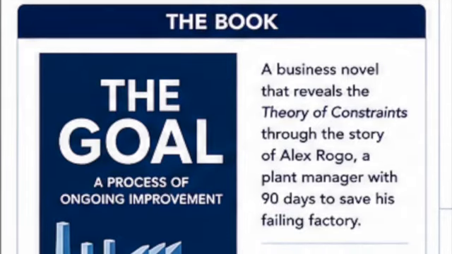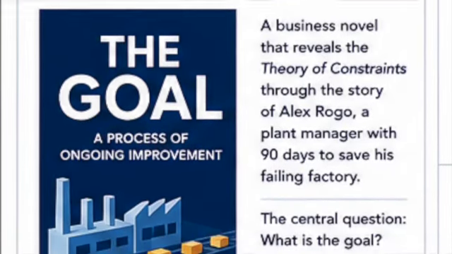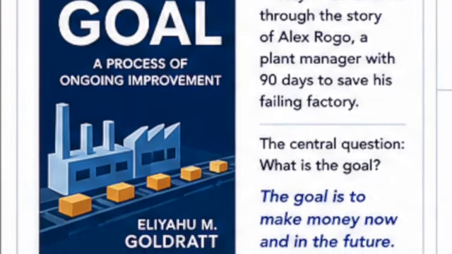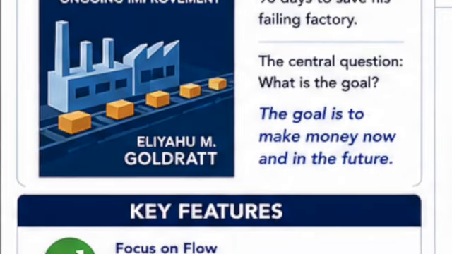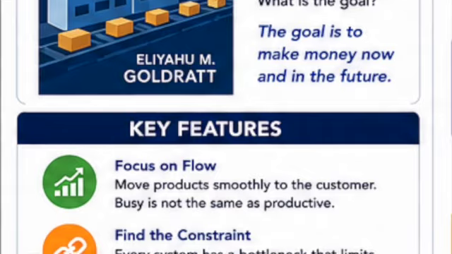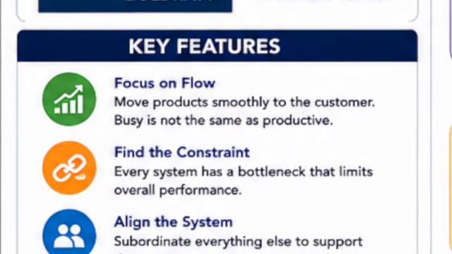The left panel. Let's begin on the left. Here we meet the book itself. The Goal is written as a business novel, following factory manager Alex Rogo as he struggles to save a failing manufacturing plant. At first, everyone seems busy, yet the factory continues to fall behind. Goldratt gradually reveals that being busy is not the same as making progress.